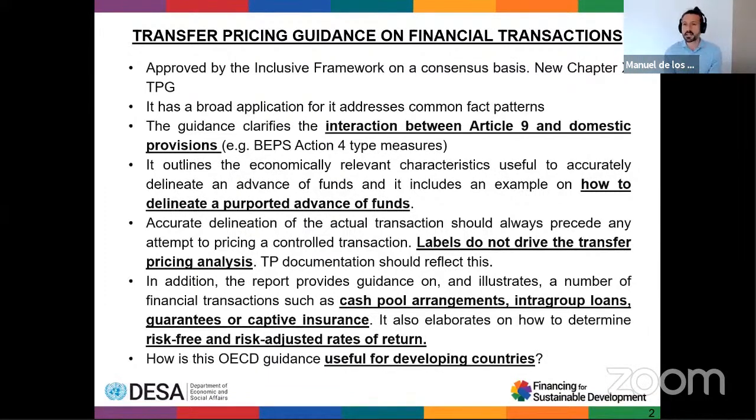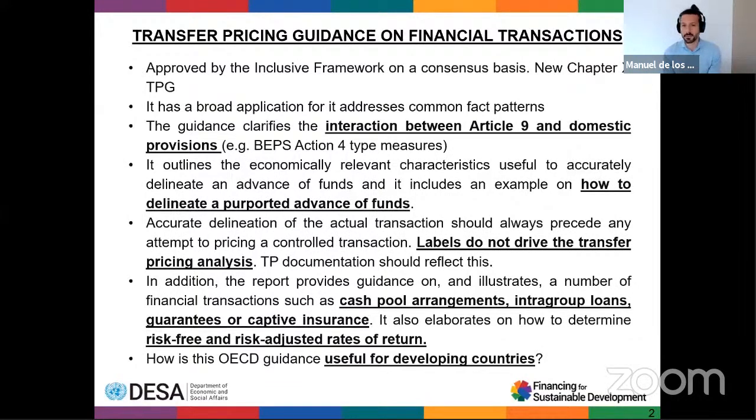Beyond those initial remarks, the guidelines then get into elaborating a number of specific financial transactions, in particular treasury functions, which cover intragroup loans, hedging, and cash pool arrangements, but the chapter also deals with financial guarantees and captive insurance. And at the very end of the report we published in February 2020, there is section F, which covers the determination of the risk-free and the risk-adjusted rates of return. That piece of the report is not incorporated in chapter 10, but rather directly into chapter 1 of the transfer pricing guidelines.